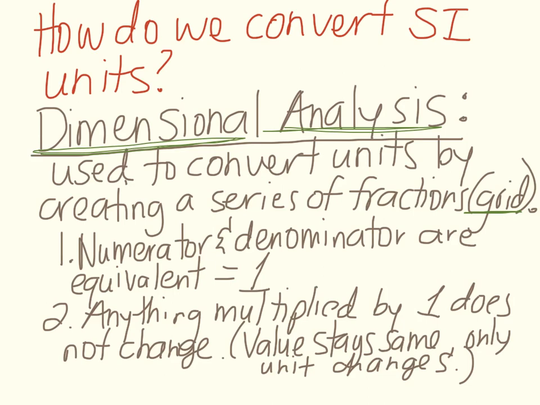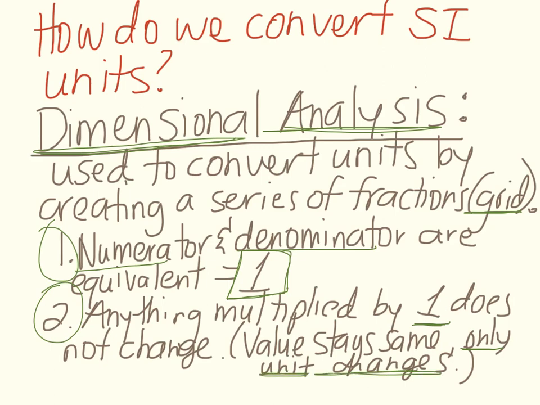Dimensional analysis works because of 2 reasons, and I want you to write these down as well. In that grid, we have fractions. The numerator and the denominator are equivalent, so that means that they are considered to be equal to 1. If you multiply anything by 1, it does not change that value. So dimensional analysis works because the value is going to stay the same. The only thing that is changing is the unit, which is exactly what we're trying to accomplish.